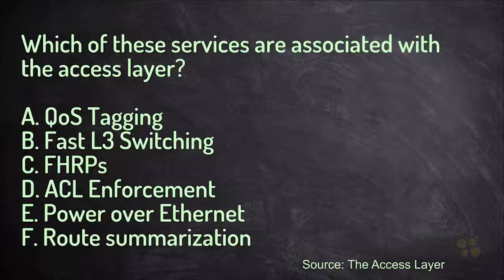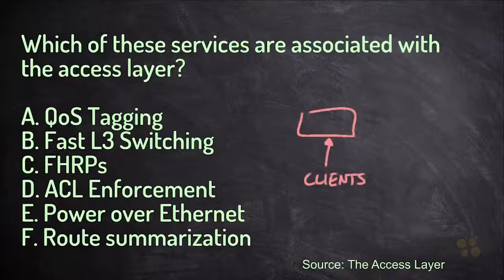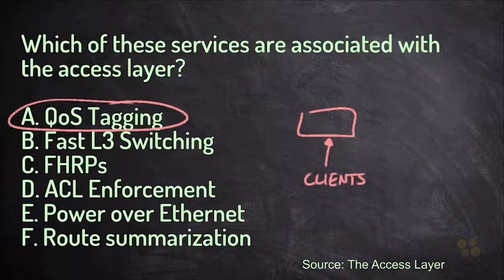When we think about the access layer, we are thinking about the fact that our clients are sending traffic into the network. This is the ingress point for the entire network. So for example, this is where we're going to do QoS tagging. We're going to tag that traffic with the appropriate QoS value that will tell the rest of the network how to treat that traffic. We're not concerned with fast layer 3 switching or FHRPs at the access layer. And because of scaling limitations, we don't want to do ACL enforcement at the access layer edge as well.